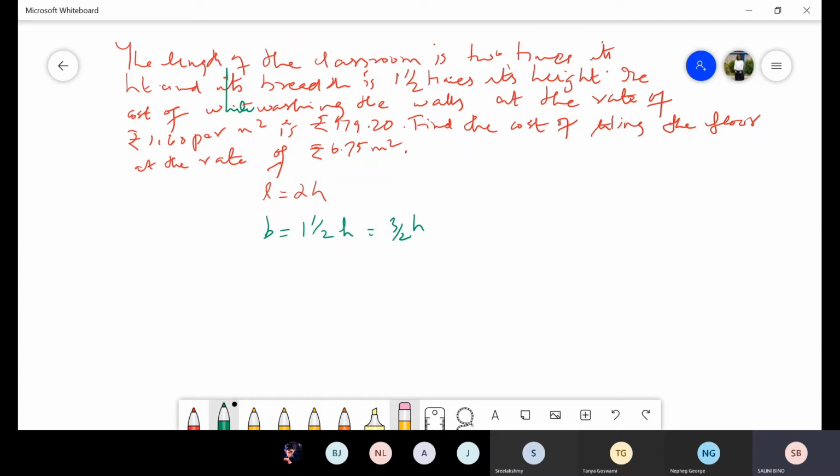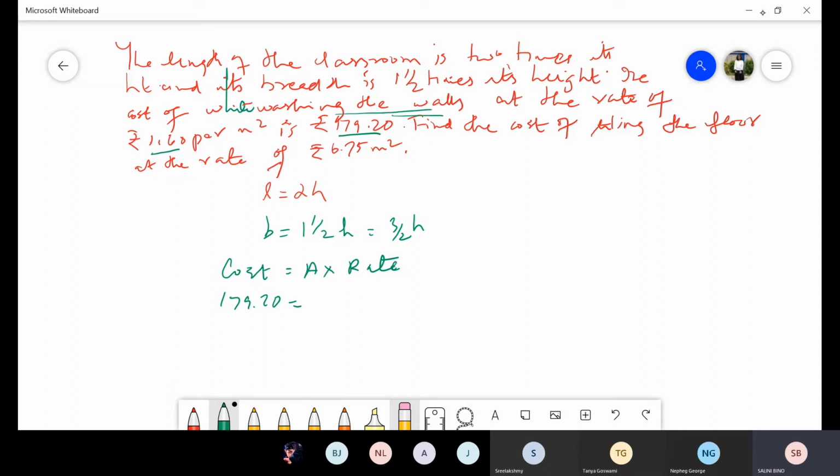Cost of whitewashing the walls at the rate of 1.6 per meter square is 179.20. So you know how to find out the amount, that is cost of whitewashing. It is area into rate, right? Area into rate. So here we know the cost, it is 179.20. What is the area that is given here? Whitewashing the walls means we have to find out the LSA.